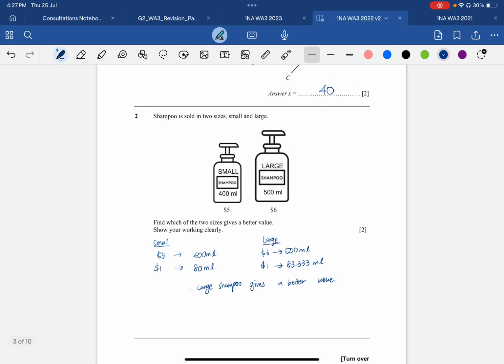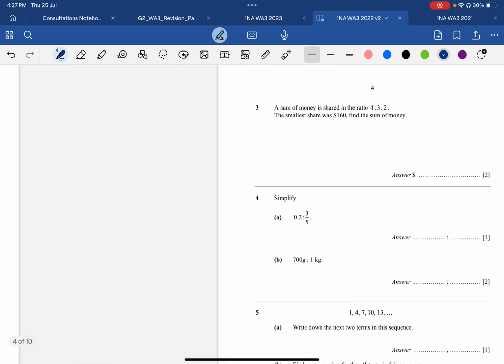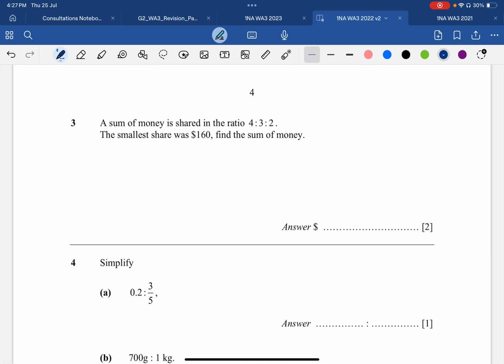Okay, I'll now go through the next question. Question 3. A sum of money is shared in the ratio of 4:3:2. The smallest share was $160. So two units represents 160. Find the sum of money.